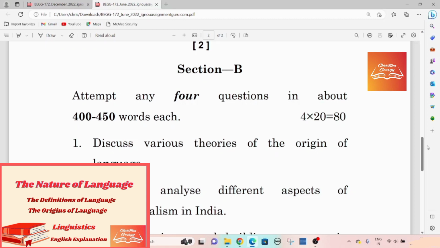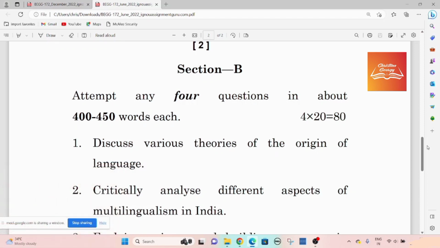Block 1, unit 1 is very important. There could be many questions, may that be based on the function of language or animal communication and human language, or even the theories of the origin of language. Any of these 3 could be essay questions. In some question paper, you get to see almost all the 3 questions. Even in this particular question paper, as question 7, you see human and animal communication. Hence, I would say block 1, unit 1 is of great importance.